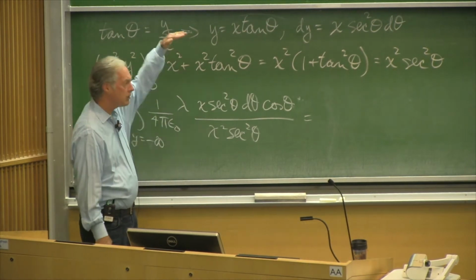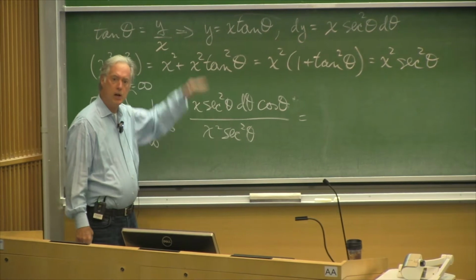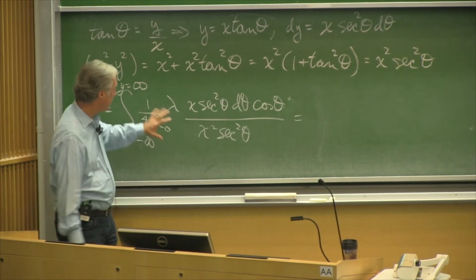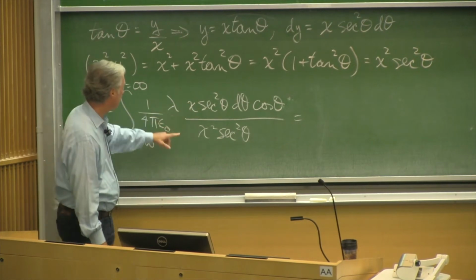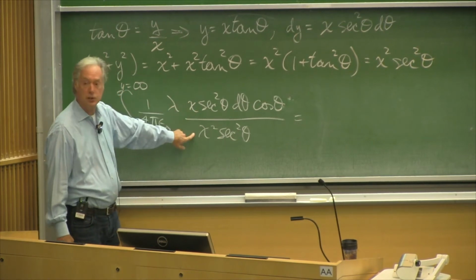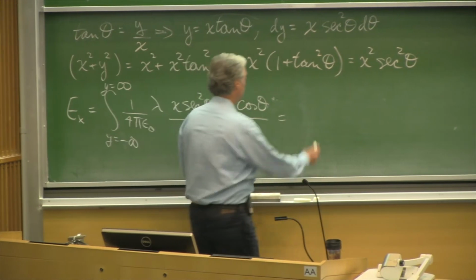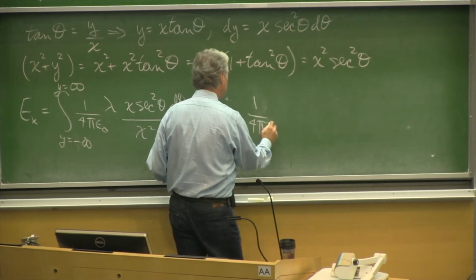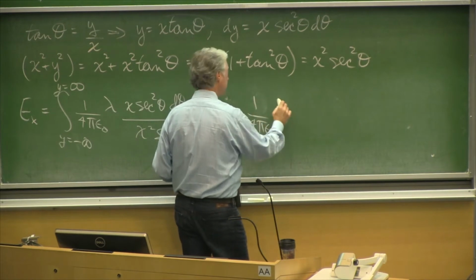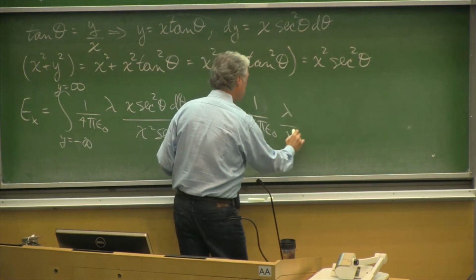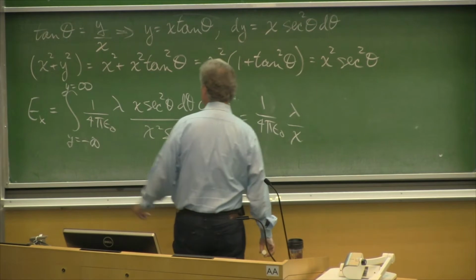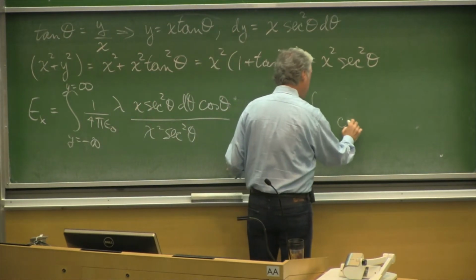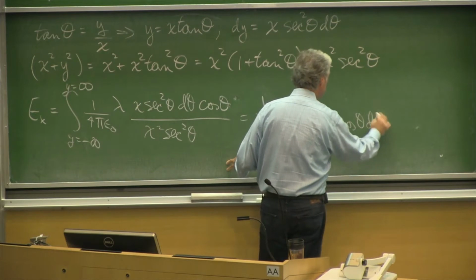No, this is an integral going as a function of y or theta. X is held constant at this point. It's not part of what's getting integrated, so that can come out. Got x upstairs and x squared downstairs. So I've got a 1 over 4 pi epsilon naught, and I've got a lambda over x, okay? And then I've got an integral of cosine theta d theta.